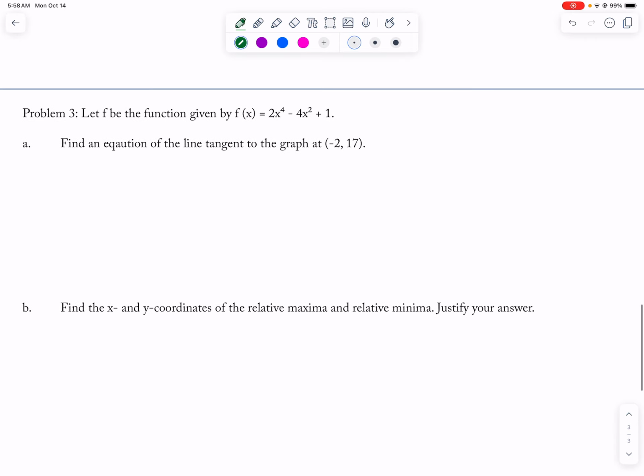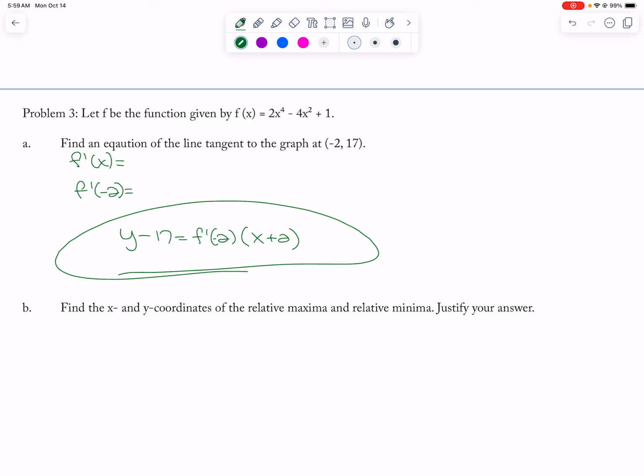Okay, and this, I guess, is the quote-unquote easier one. So writing the equation of the tangent line, I want f prime of x first, and then I want f prime of negative 2 second, and then I'm going to use y minus y1, which is 17, is equal to f prime of negative 2 times x plus 2. And that would be my equation of my tangent line.